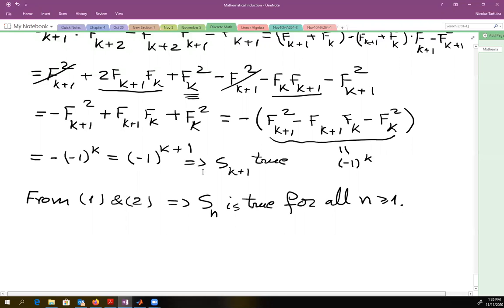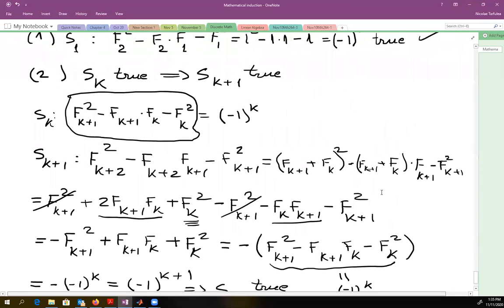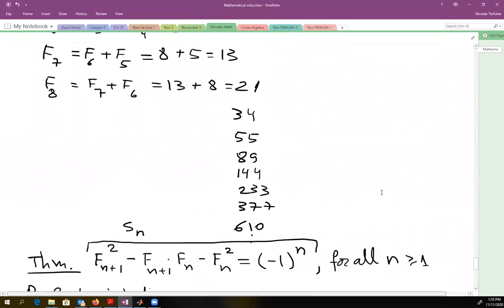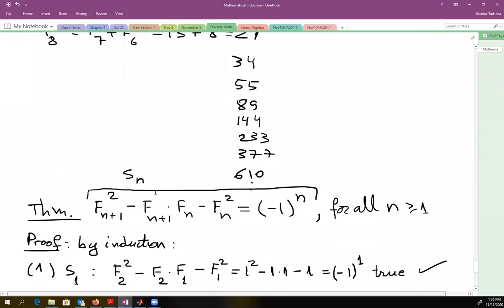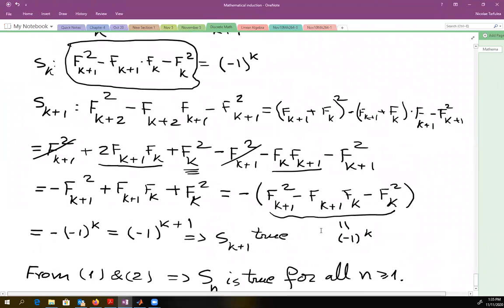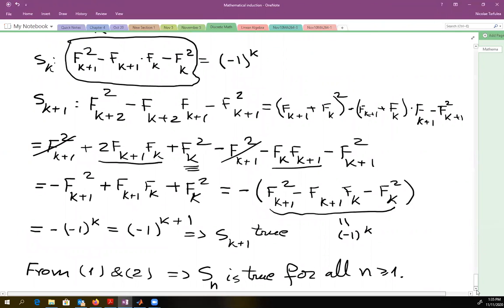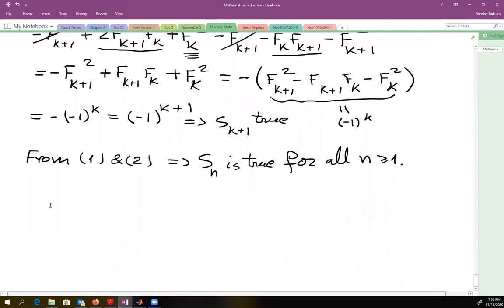So we have this identity. Now, what do we do with it? Something interesting happens from this identity that we just proved. This is the identity that we proved, this statement Sn. Now, let me rewrite it here. And then a consequence, or let's say a remark.